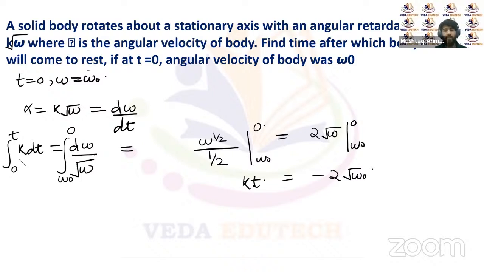Now from here you can see the time comes out to be a negative value. It means that we had to take alpha as minus k root omega because it was a retardation. If we take the negative sign of alpha, we get a negative sign on the other side, and we'll be getting the positive sign here. It means that the time taken for this body to come to rest will be 2 root omega naught upon k. So this will be the total time taken by the body to come to rest.